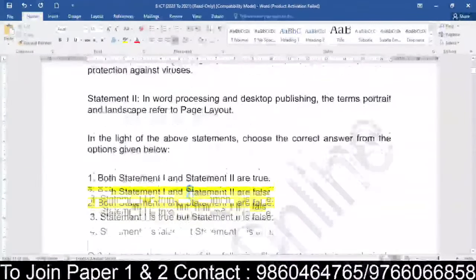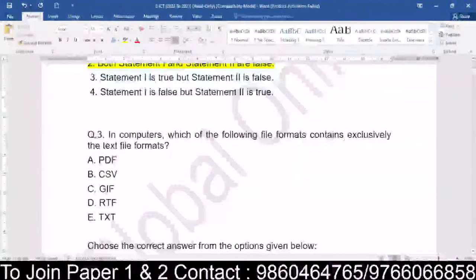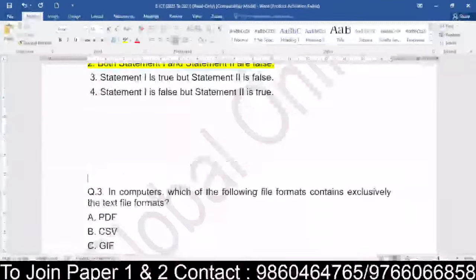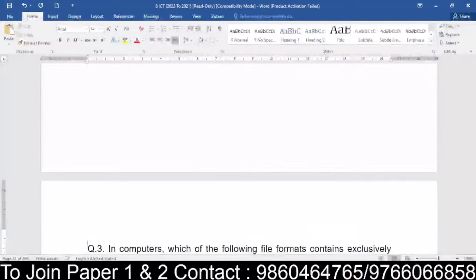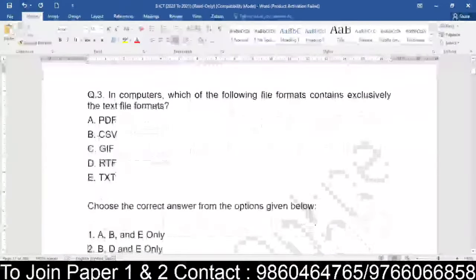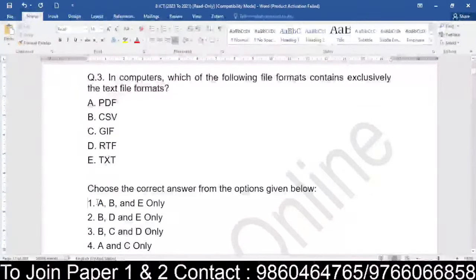Coming to the third question now, let's see what the third question is. In the computer, which of the following formats contains the text file format? Here they have given the various formats. I'll just take this question downstairs so that you can see this as a whole question with the options also. Which of them is actually a text format? In such a question, it is talking about text file format, so you can come up with the odd man out also. It will be easier for you to make sure that your options are cancelled very well.